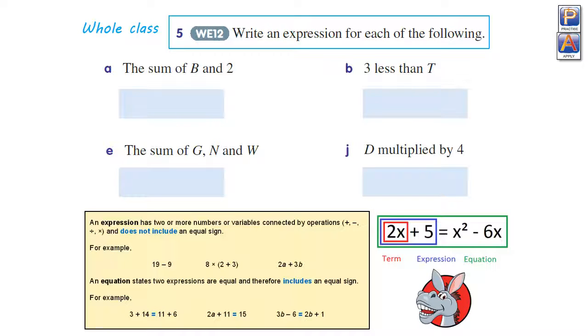All right, so write an expression for the following. The sum of b and 2. Sum means plus, so it's just simply b plus 2. 3 less than t. So we can think of this as we start off with t, and we want 3 less than that. So we're subtracting 3 off. The sum of g and w, and 4 times d, or 4d.